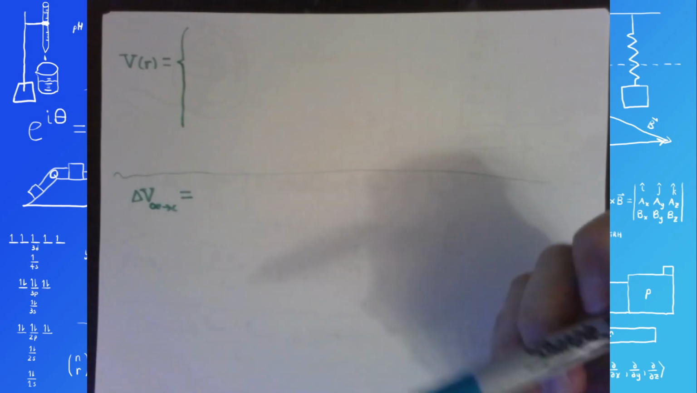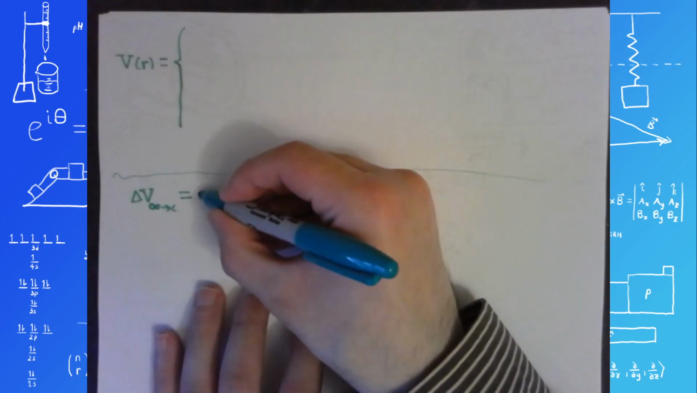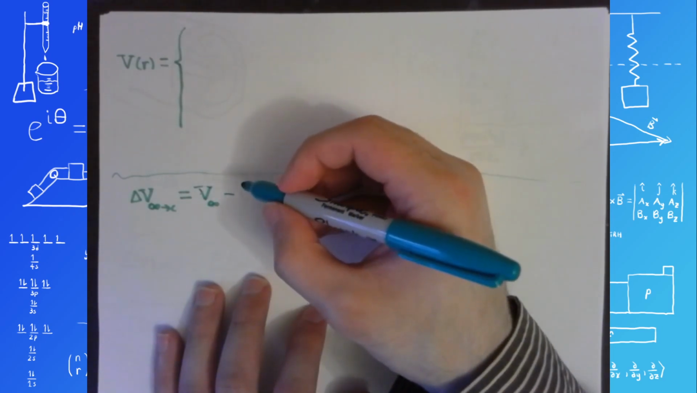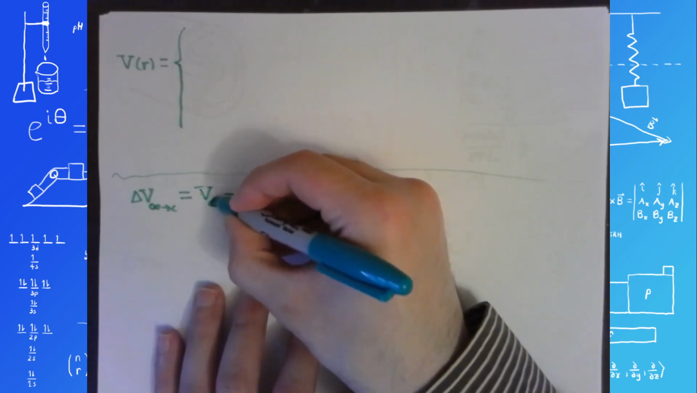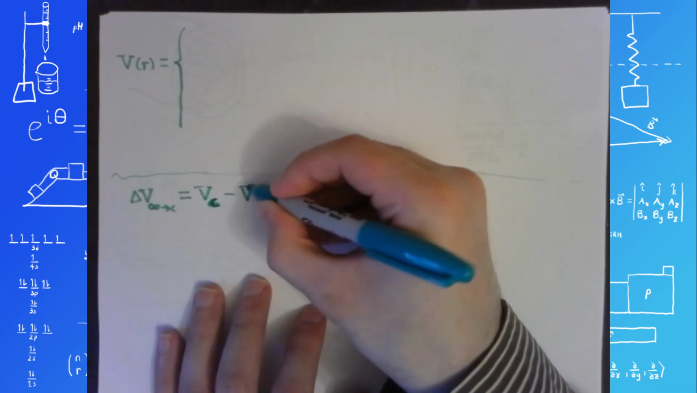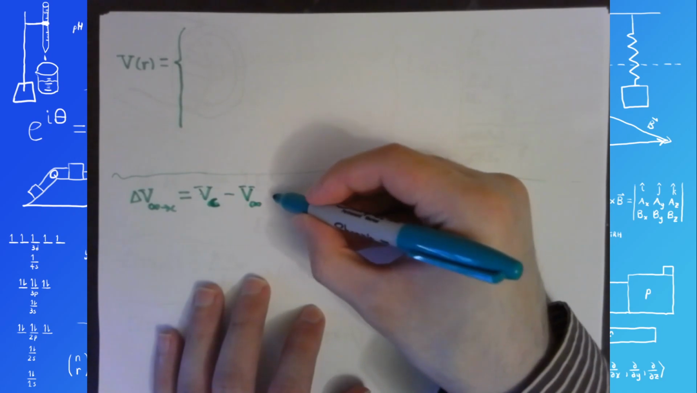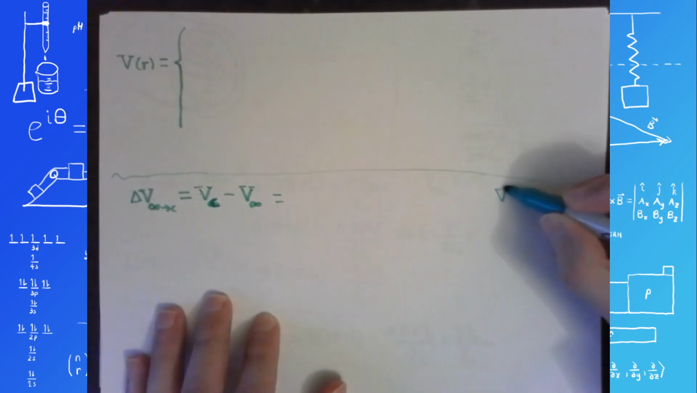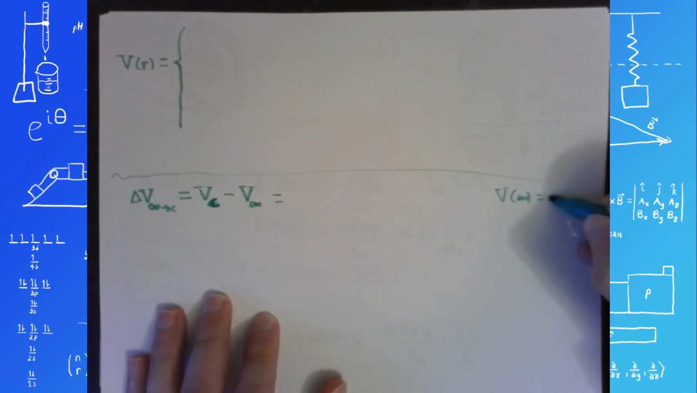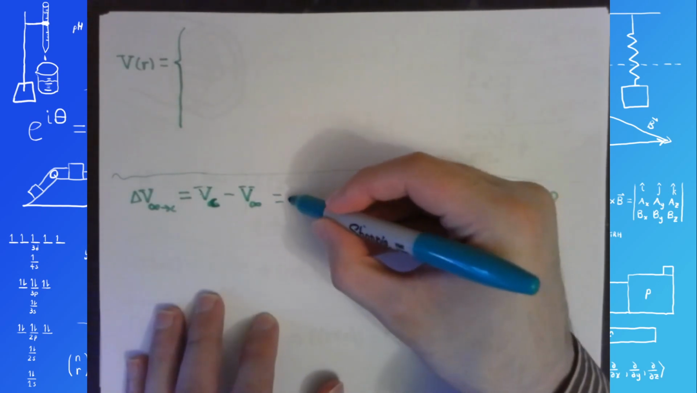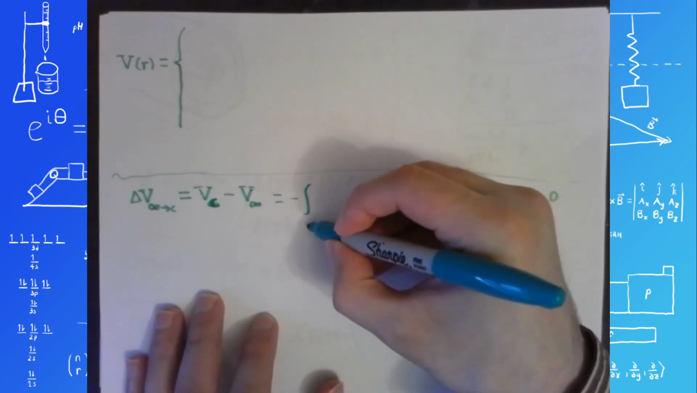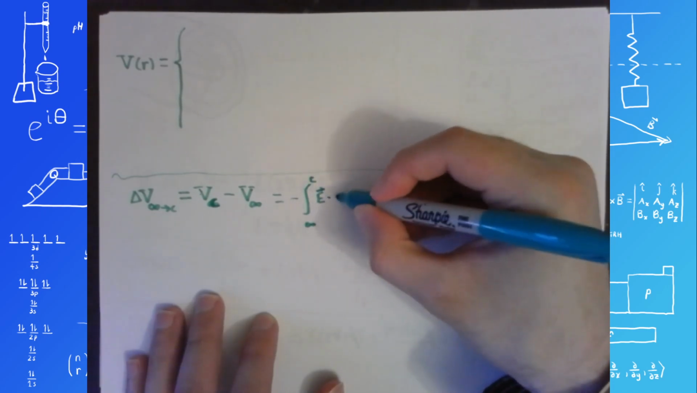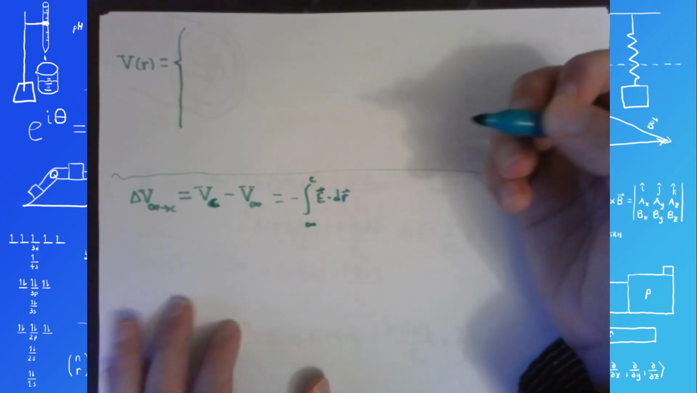So delta V from infinity to C is going to be V infinity minus, no, other way around, VC minus V infinity. V infinity, of course, we're going to be defining as 0. V at infinity, we're defining as 0, equals negative integral from infinity to C of E dot dl, or in our case, dl is equal to dr.